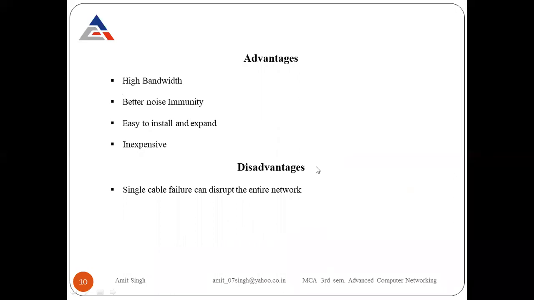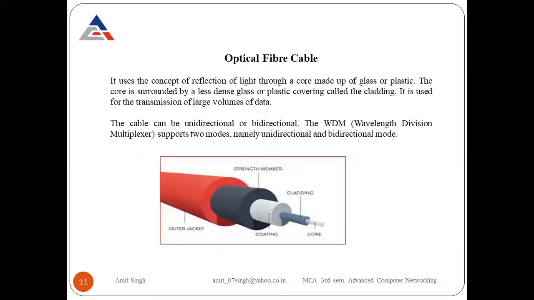These are the advantages and disadvantages. Then we come to the last cable, which is called the optical fiber cable. It uses the concept of reflection of light through a core made of glass or plastic. The core is surrounded by a less dense glass or plastic covering called the cladding. It is used for the transmission of large volumes of data. The cable can be unidirectional or bidirectional.